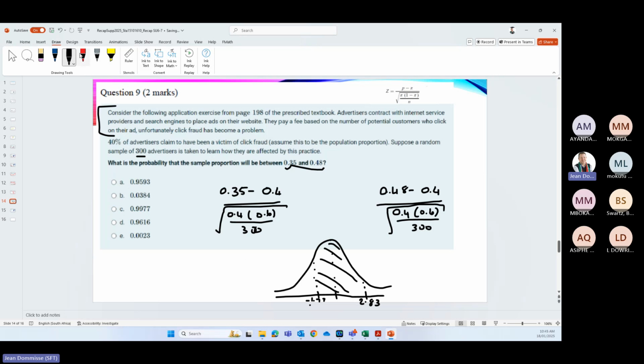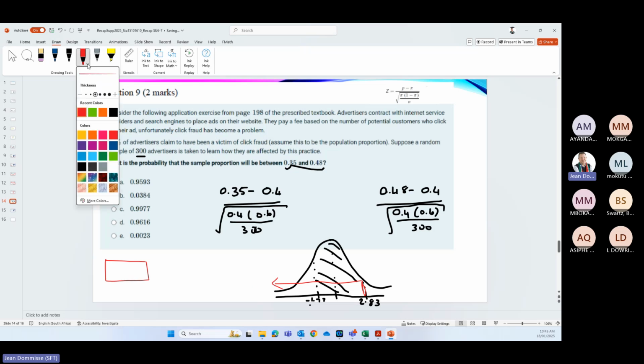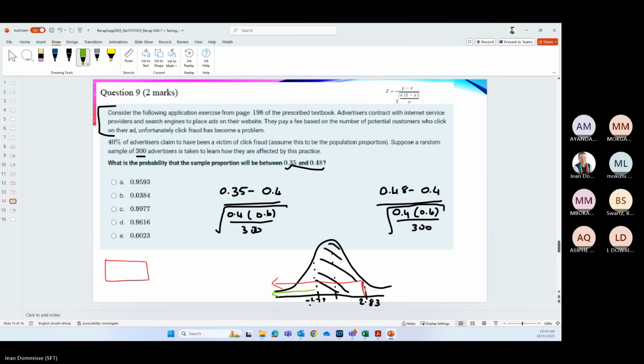So let's look at how we're going to do that. We get a value for the 2.83 because that covers everything. Then we get a value for the minus 1.77. If we subtract those two, we will get that black component in the middle that we're looking for.